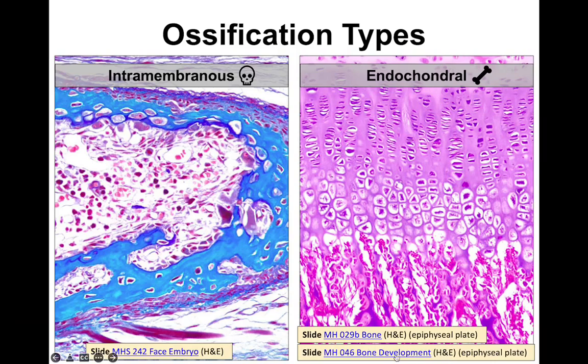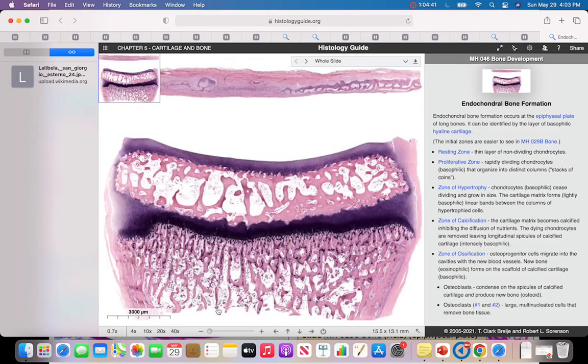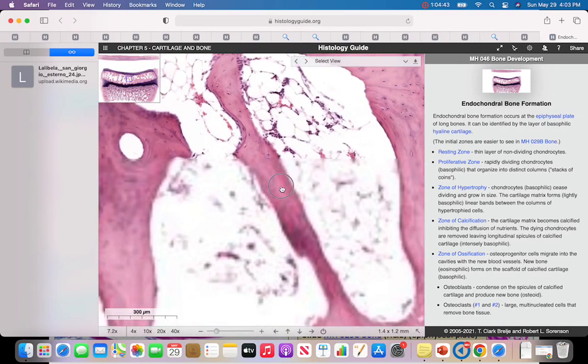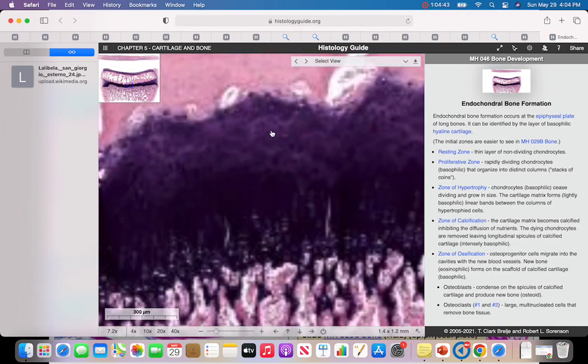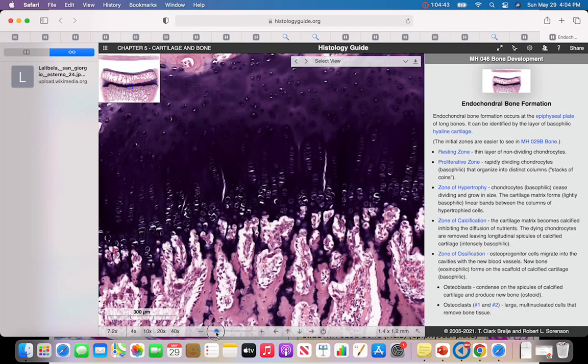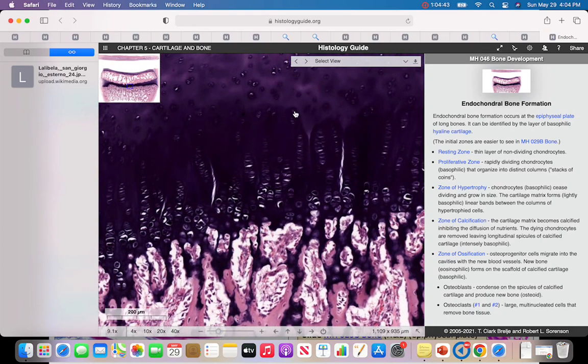We have also another slide of this epiphyseal plate. Let's zoom in and see. So this is the resting zone. Then this is the zone of proliferation. As you see, the chondrocytes are arranged in columns, or they look like stacks of coins. Then the third zone is the zone of hypertrophy. In this zone, there is no cell division, but they become larger in size.